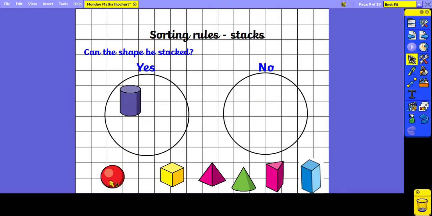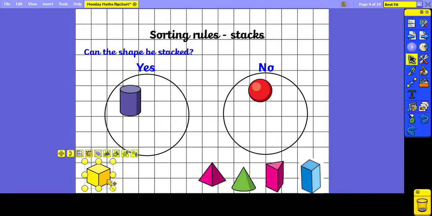Now a sphere, if I tried to stack another sphere on top of it, it would just roll straight off, so that one is no. With a cube, I can stack them, so that goes in this group.